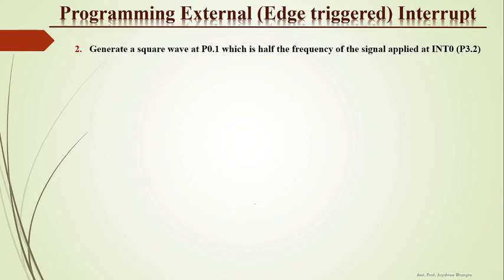Now the second program for edge triggered interrupt, where we have to generate a square wave at P1.1, which is half of the frequency of the signal applied at INT0, that is P3.2.